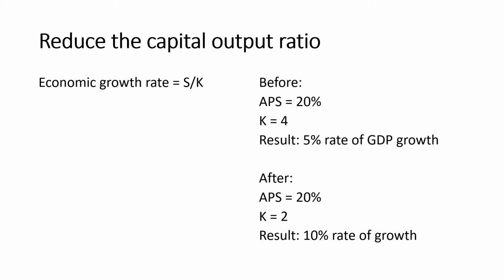So what we've got here is a doubling in the rate of economic growth without the need for households to save any more or consume any less. So this is a much better way of creating a faster rate of economic growth than asking people in already very poor countries to sacrifice still more of their already pitifully low levels of consumption.